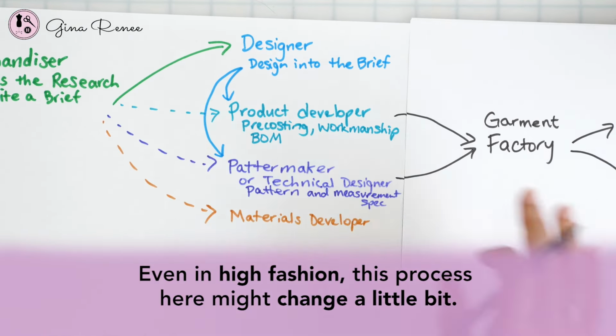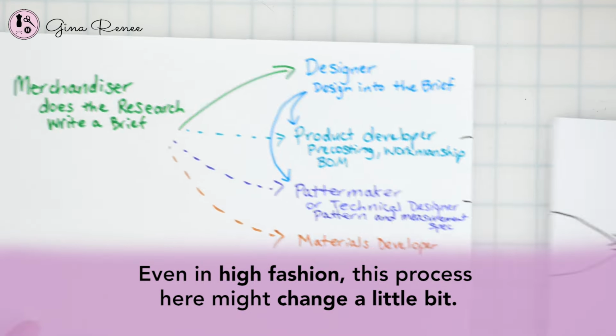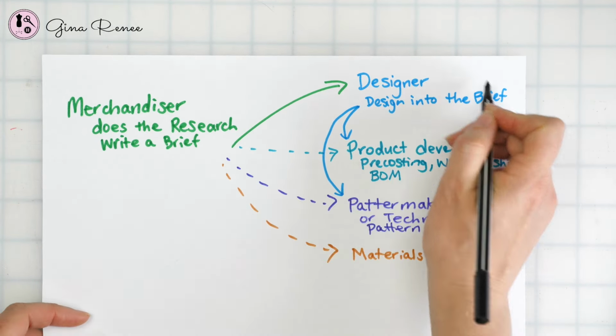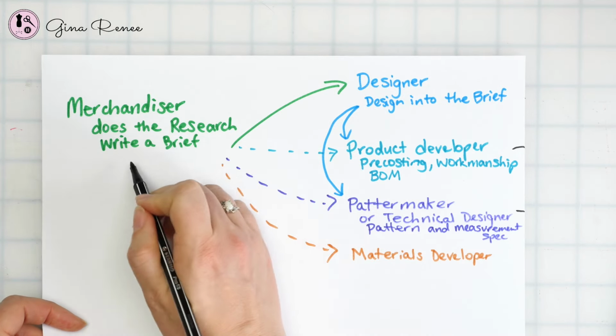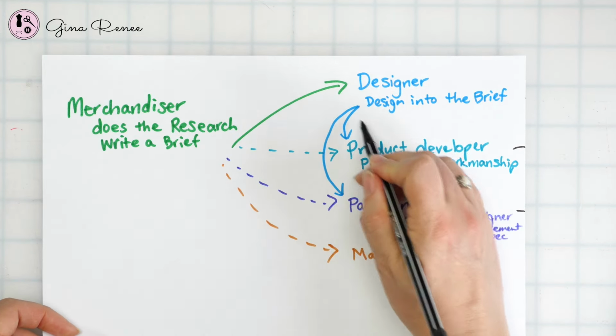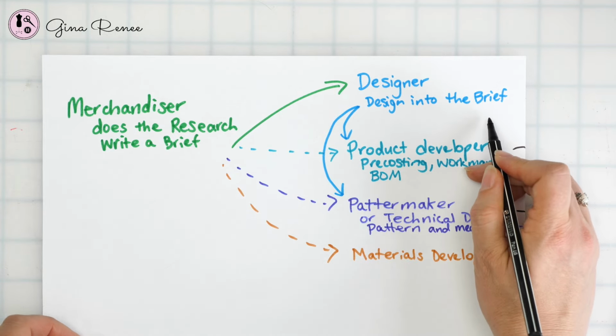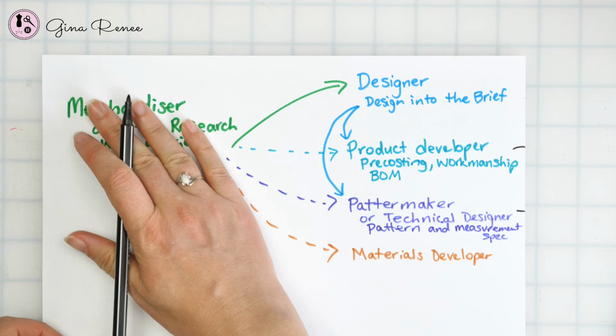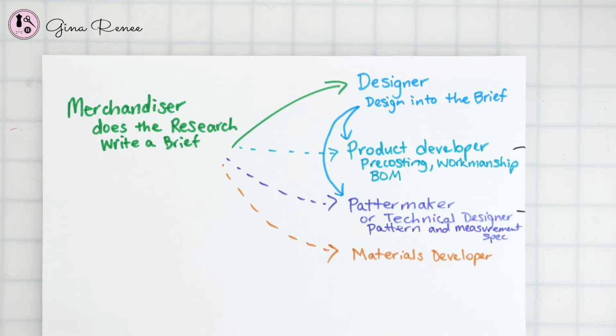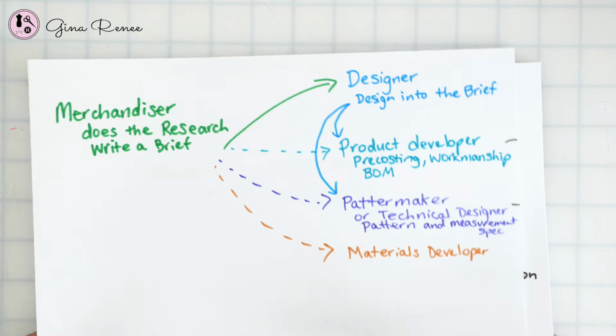And even in high fashion, this process here might change a little bit. Oftentimes the designer has a lot more say in the briefing in high fashion. Often the designer is pushing the collection more in high fashion, and that merchandiser is coming in at a later stage. Generally, this is the more or less way of working for many of the companies, but of course everything is different, and every single company I've worked for has had slight differences in this process, especially from action sports brands. So we have some differences there, but generally this is the setup.